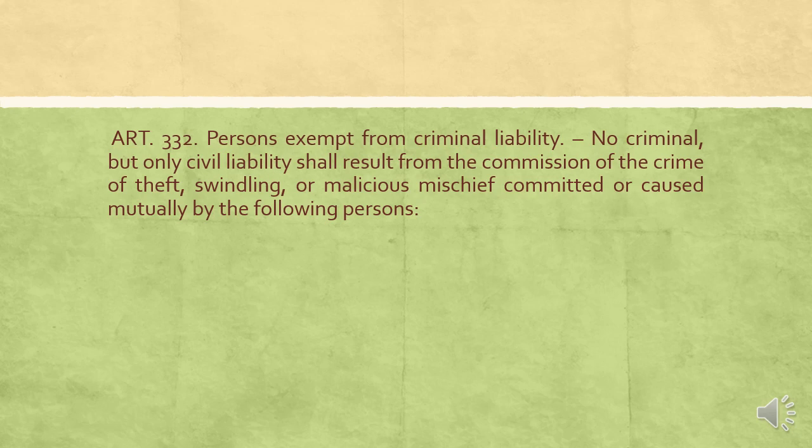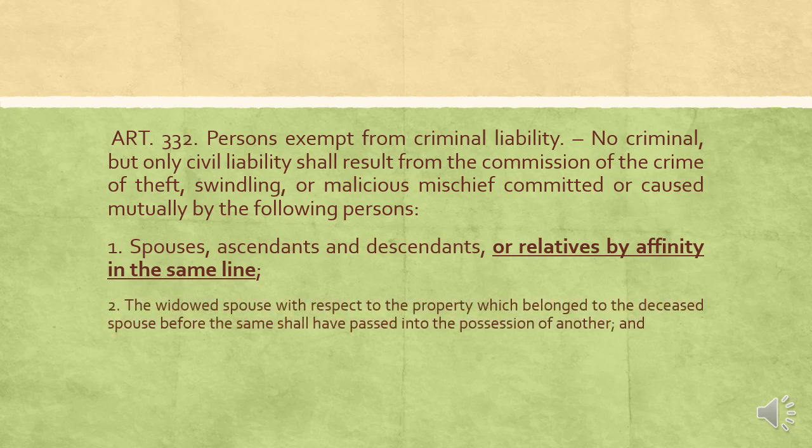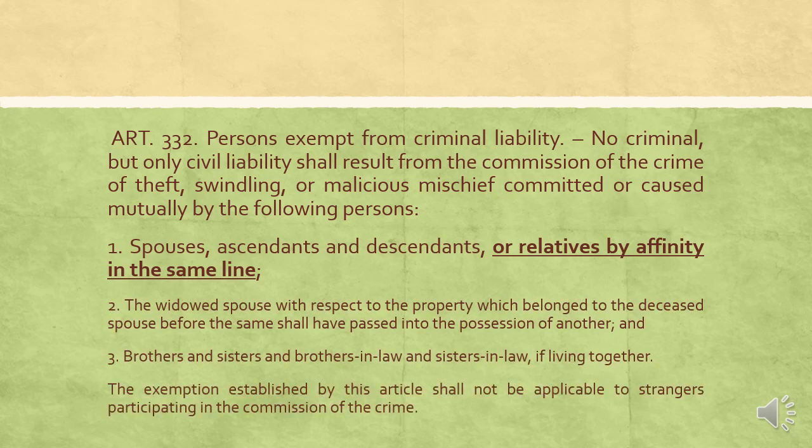We also have Article 332 of the Revised Penal Code. This article makes mention of persons exempt from criminal liability, also an absolutory cause, just like in Article 20. It states, and I quote, "No criminal but only civil liability shall result from the commission of the crime of theft, swindling or estafa, or malicious mischief committed or caused mutually by the following persons." So there is an enumeration here.